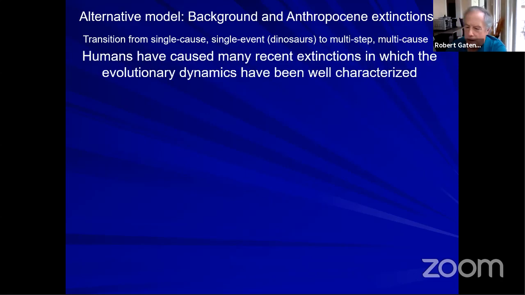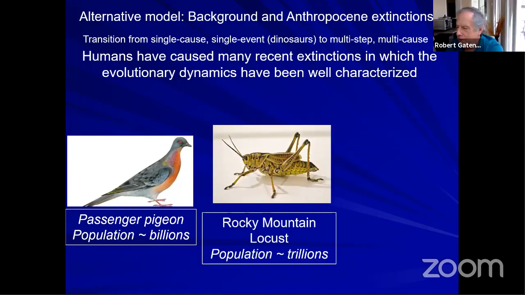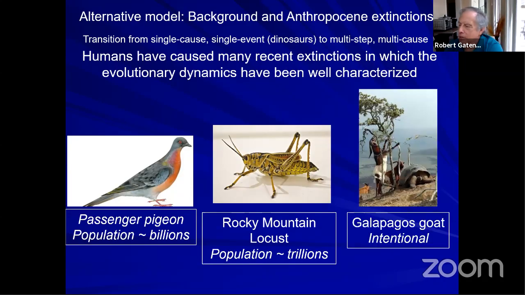So humans have caused many recent extinctions, and just look at the passenger pigeons, population in the billions. Rocky Mountain locust, population in trillions. And we also have experience with intentional Anthropocene extinction, like the Galapagos goat. And if you start to look at that, you begin to find patterns that I think are relevant.